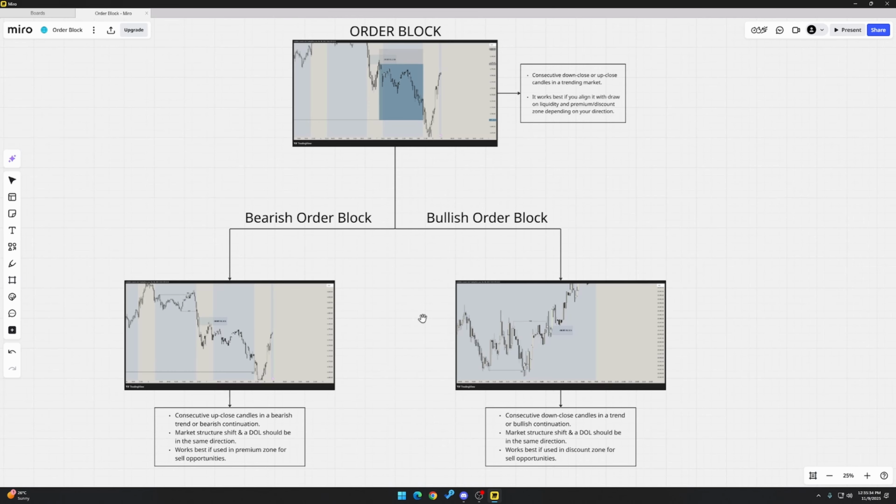So now you understand exactly what an order block is and how to actually use it in your trading. In the next video, I'll show you how to identify premium and discount zones correctly so you know where to take trades and where not to.